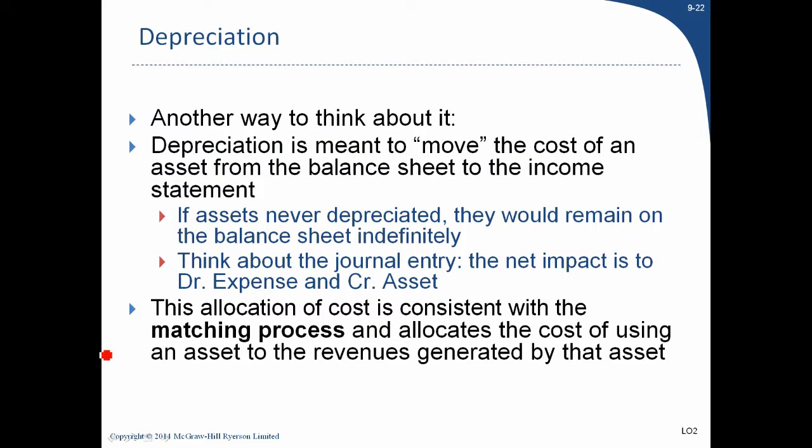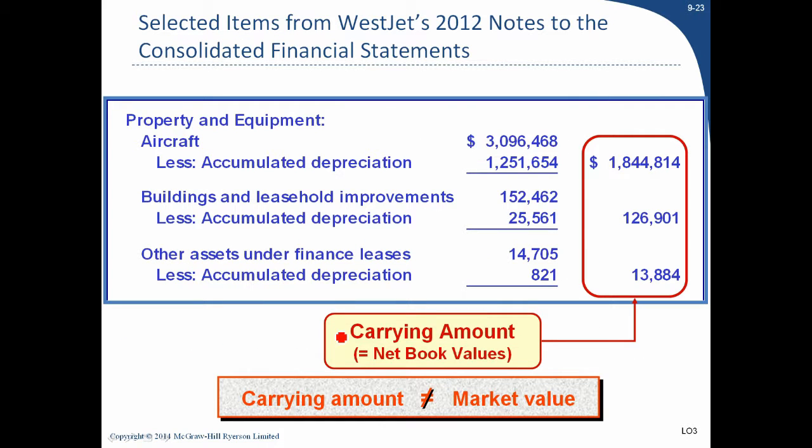This is consistent with the matching process or matching principle, right? Where you have to match the expenses to the revenues that they generated. Okay. Notice how we maintain a separate account for each category, right? Aircraft, less accumulated depreciation. Buildings, and then other assets. Remember that the carrying amount is referred to as the net book value, and that's just the historical cost minus accumulated depreciation. And remember that the carrying amount is not equal to the market value.